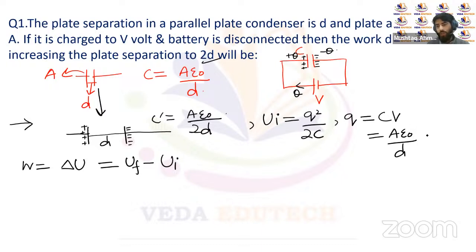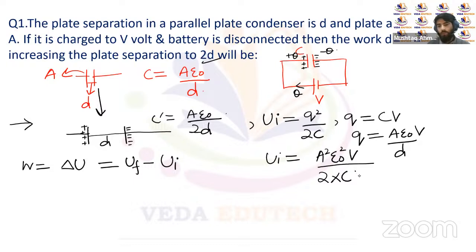So A epsilon naught upon D multiplied by V will be the charge of this capacitor, right? And the initial energy of this capacitor will be half of Q square upon C. So you can write it as A square epsilon naught square V upon 2 into C, right?